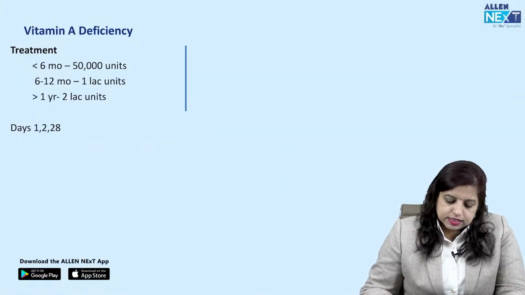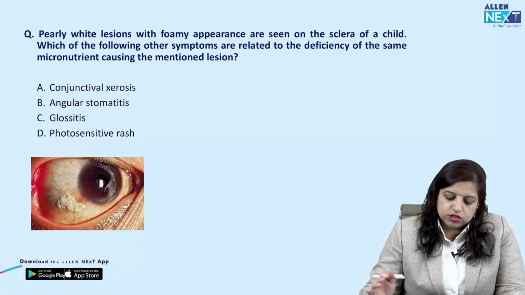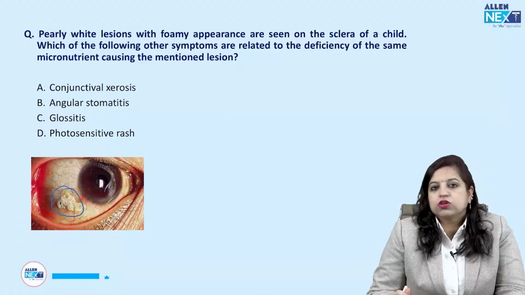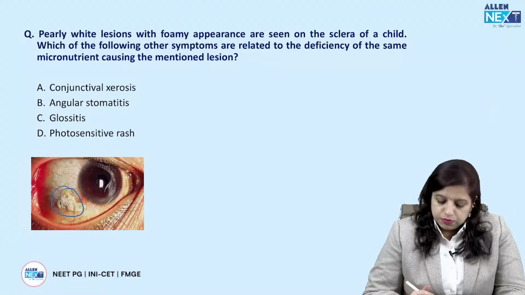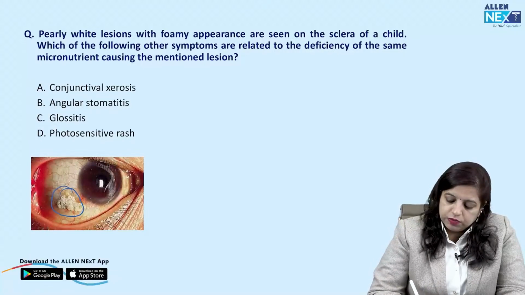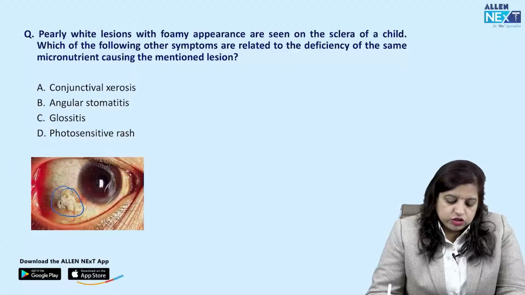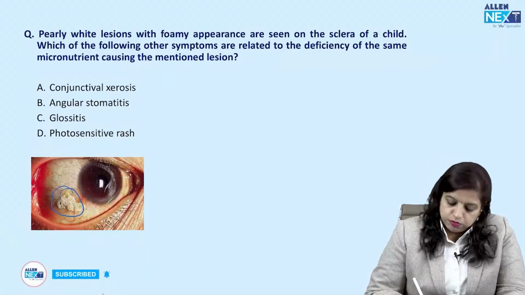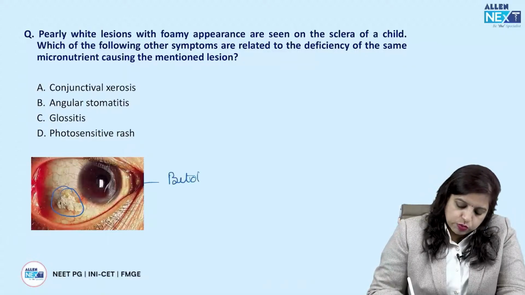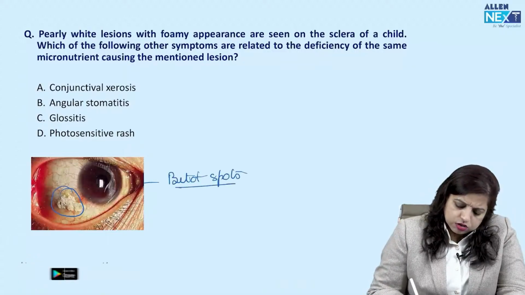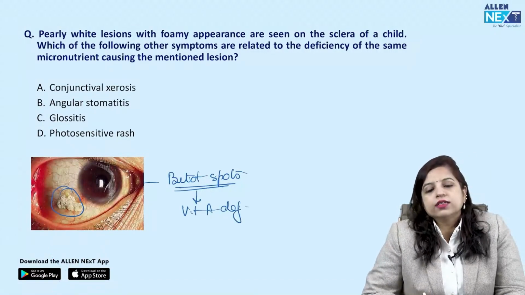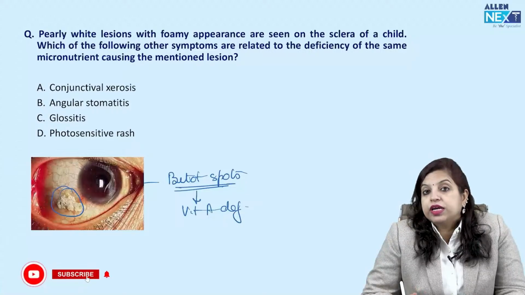Okay, now let us come back to our next question. Pearly white lesions with foamy appearance. Can you see this lovely foamy appearance? Not very lovely for the child, of course, but very nicely given over here with foamy appearance seen on the sclera of the child. Which of the following other symptoms are related to the deficiency of the same nutrient causing the mentioned lesion? We know these are nothing but Bitot spots, and Bitot spots we know are caused by vitamin A deficiency.